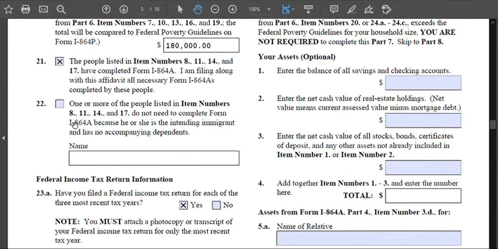Question 22 doesn't really apply in a lot of situations for joint sponsors. This question 22 will only apply in situations when the intending immigrant who has no accompanying dependents will be using their own income to also help themselves, either help the joint sponsor or help the primary petitioner. And in that case, the intending immigrant doesn't need to fill out form I-864A. In our situation, this doesn't apply, so we're going to leave this blank.